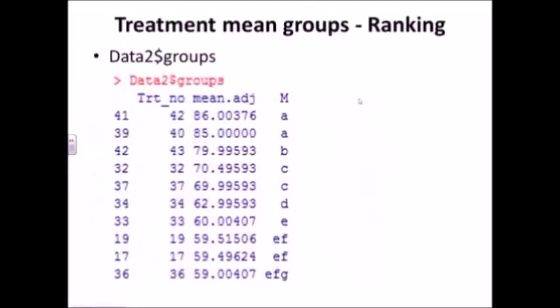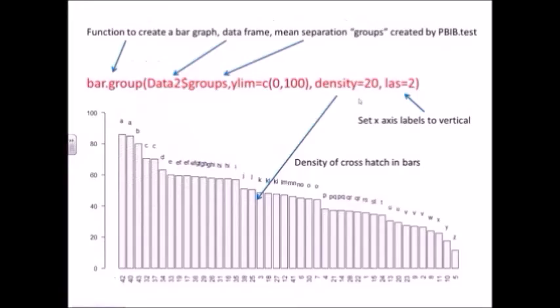The groups object is giving me a mean comparison. I'm not necessarily interested in that, but I do want to show you that you can use this function called bar.group for data2$groups. Set the y limit here up to 100. Density is changing the shading there. Last two is changing the orientation of the labels. But I can lay out my mean comparisons in a bar graph, so I'm visualizing the data. This still doesn't really mean anything to me. Does it mean anything to you?